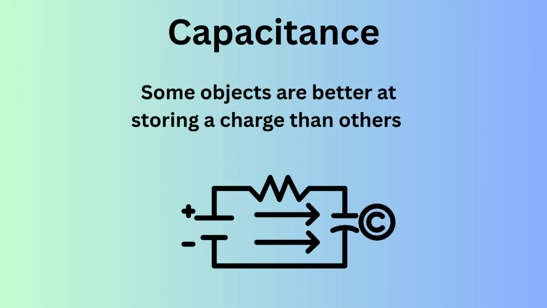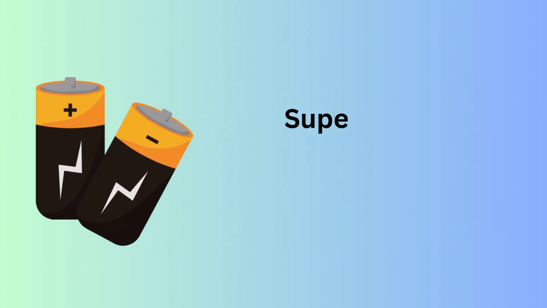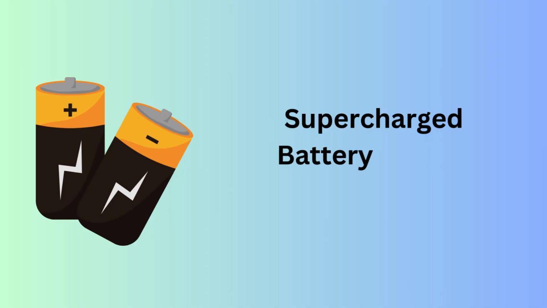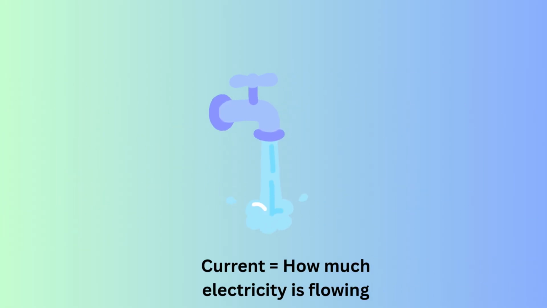And then that kind of leads into capacitance, which is this idea that some objects are better at storing that charge than others. Some things are better at holding charge than others, just like some things hold water better than others. So you can think about it as like a really awesome battery, like a supercharged battery almost. So we've gotten through charge, we've gotten through fields, we've gotten through the ability to store charge. Now we got to talk about how it moves.